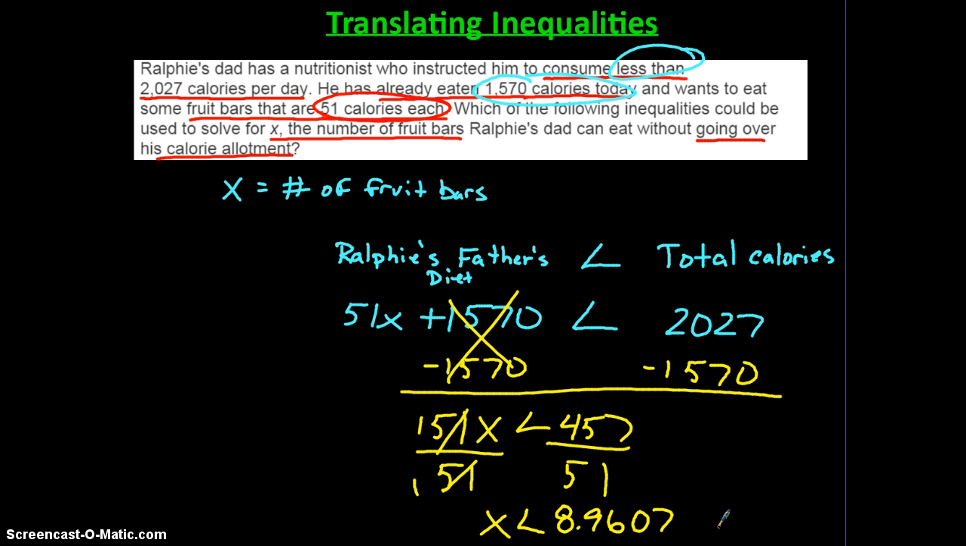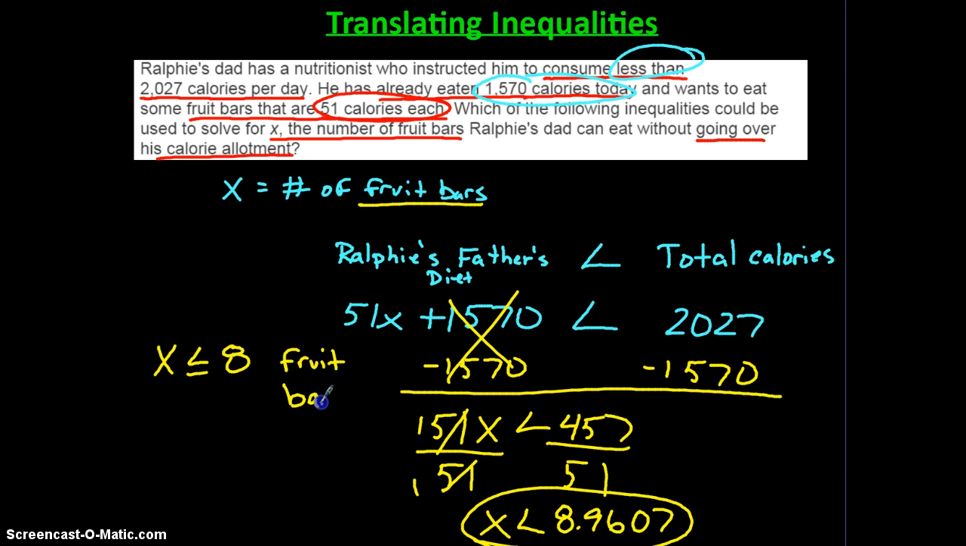8.9607. My kids will always ask me, can I round that up? Well, in this case, can you? Based on our unit, we can't. So although this may be a mathematical answer, the real world answer here would be Ralphie's dad can eat less than or equal to 8 fruit bars, because we would have to round down in this case in order to never go over the total calories of 2,027.